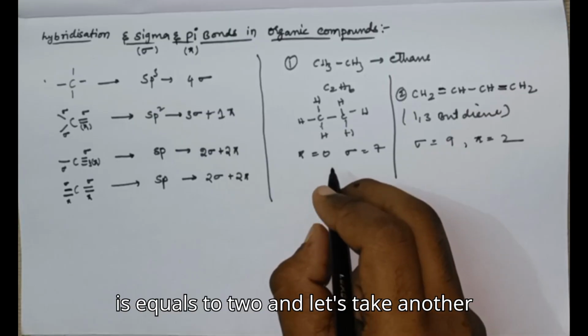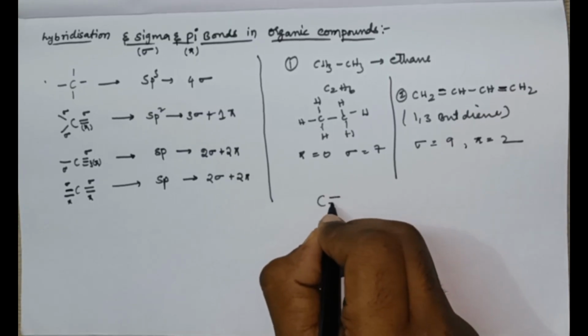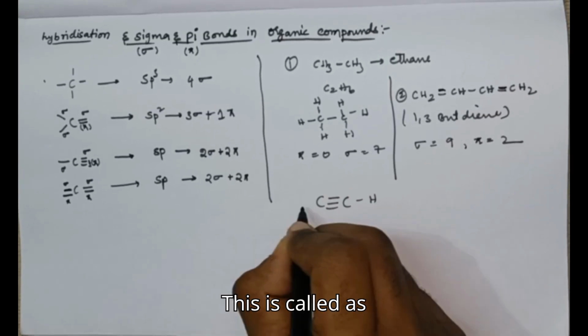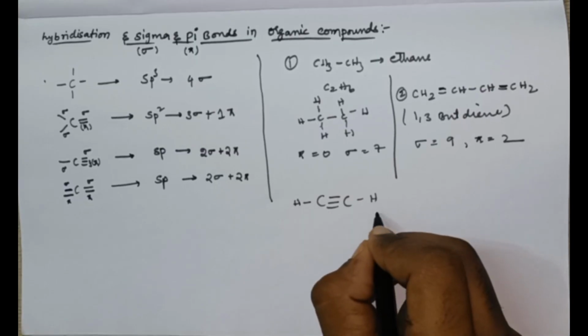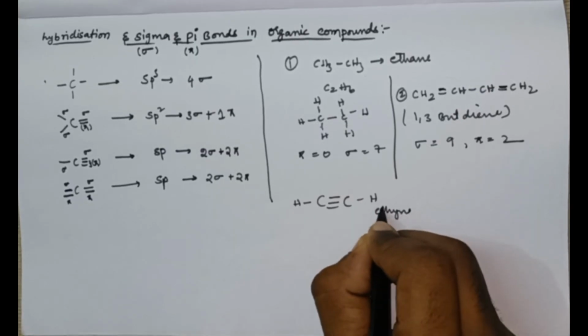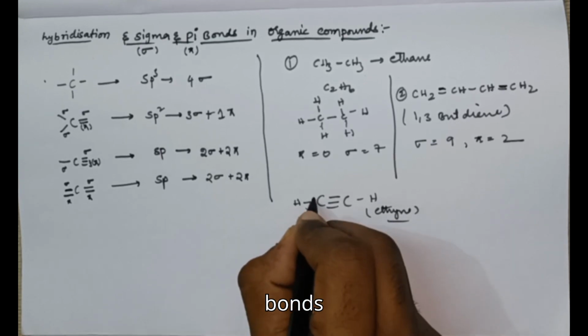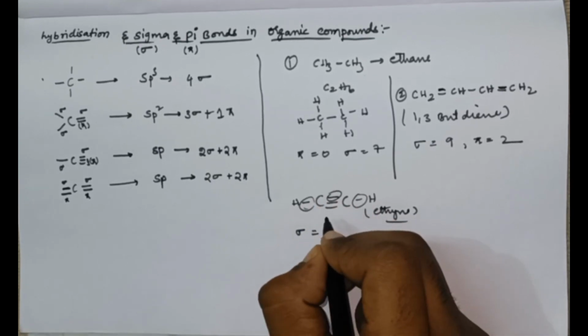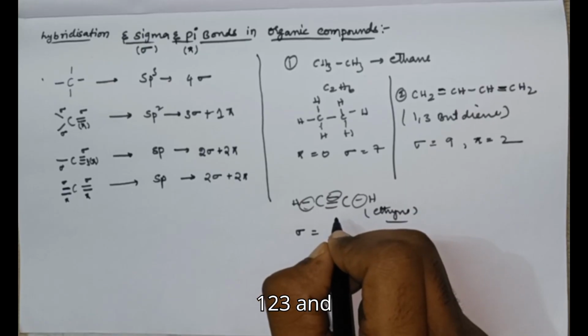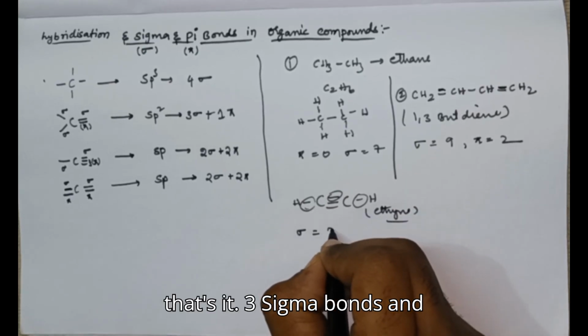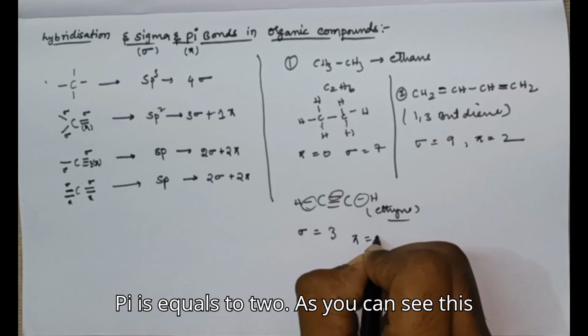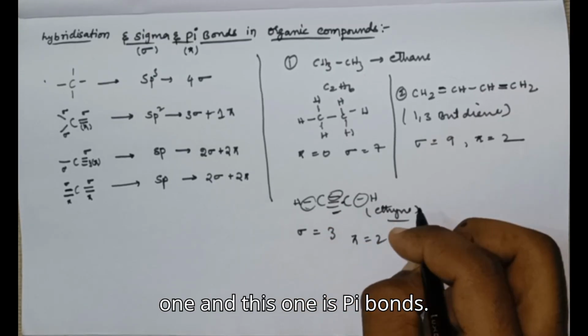And let's take another compound. This is called ethyne, and let's count the sigma bonds, 1 2 3, and that's it, 3 sigma bonds, and pi is equal to 2. As you can see, this one and this one are pi bonds.